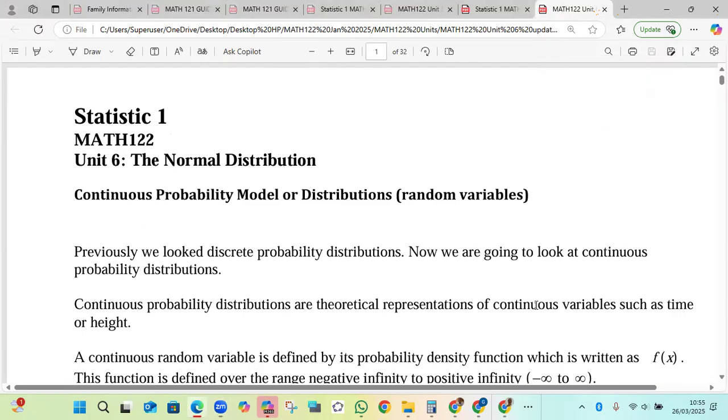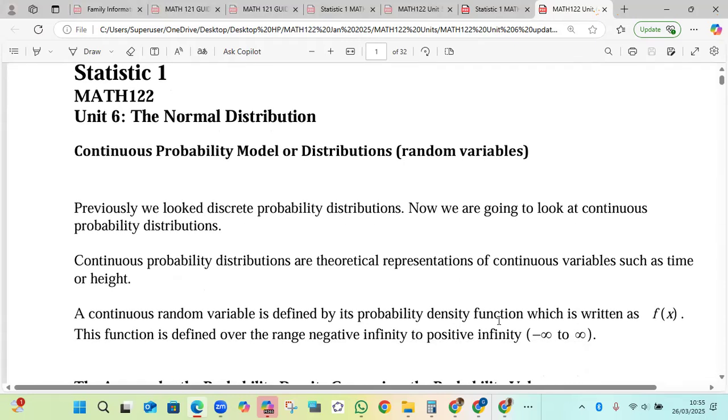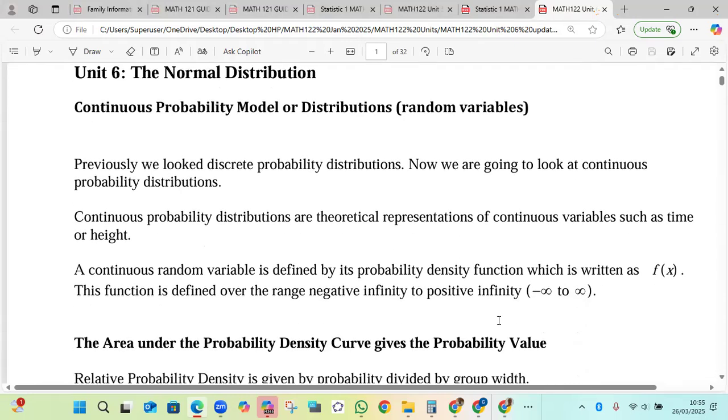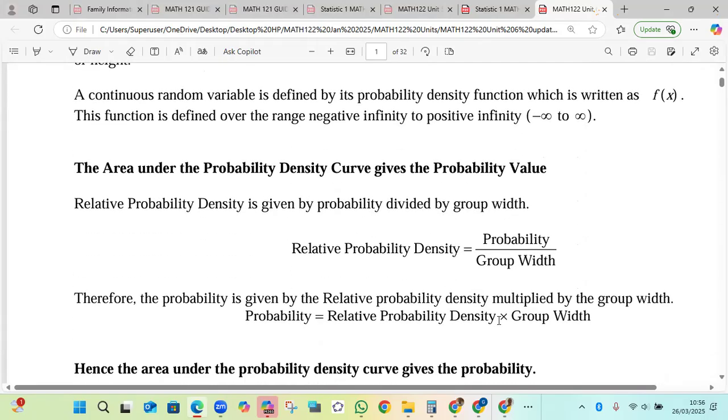Here it talks about the random variable must be continuous for a normal distribution, and you have a probability density function. It says the area under the probability density curve gives a probability value. Relative probability density is given by the probability divided by group width. So you have a simple formula here. Relative probability density is equal to probability divided by group width.